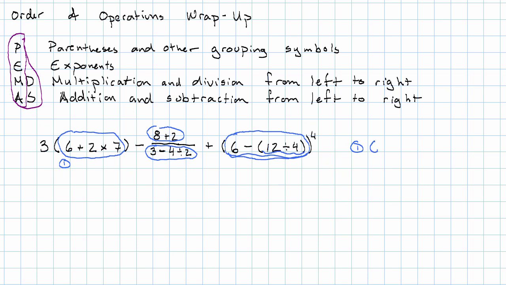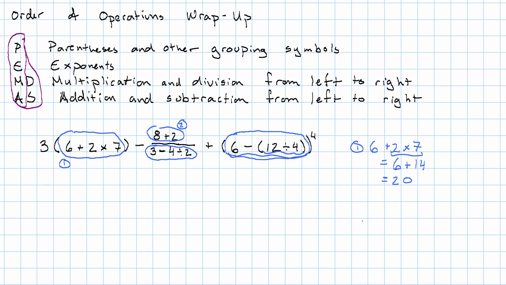I have 6 plus 2 times 7. Well, if I met this in the wild, I would say, okay, well, I've got to do multiplication and then addition. That's what I've got to do. Inside my groups, I follow the usual order. So I've got 6 plus 2 times 7 is 14. 6 plus 14 is 20. My first group, that works out to 20.